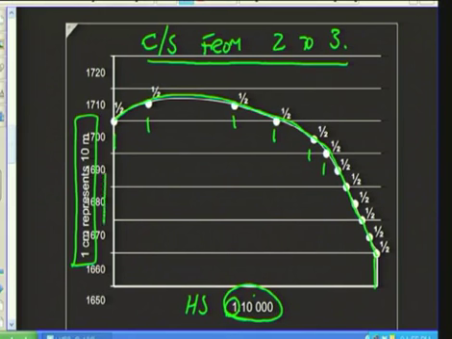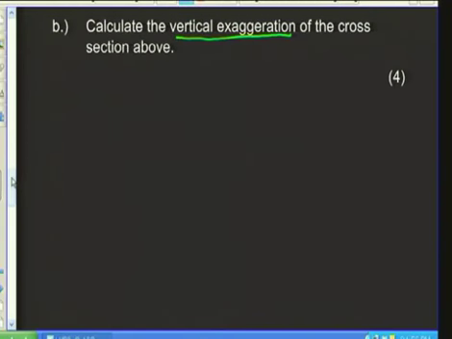Our vertical scale here is different. We've got 1 centimeter represents 10 meters. Now, the reason that we do this is so that we can get a better picture of what the hill or feature looks like. If we were to plot a cross-section on exactly the same vertical and horizontal scales, you would find that your profile would be very flat. But by exaggerating the vertical scale, it means that we can actually get a better idea of what that profile looks like. Now, the last thing that your examiner wants to know is, how much bigger have we exaggerated the vertical scale? It's a fairly simple little process and a very simple little calculation.